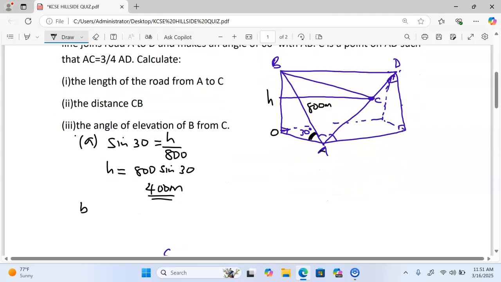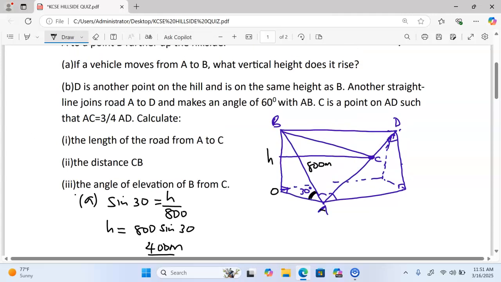We move to part B, and part B says D is another point on the hillside and is on the same height as B. As you can see, this is our D and this is our B. Another straight line road joins A to D and makes an angle of 60 degrees with AB. This is our 60 degrees, and if this is our 60, this is also our 60 degrees. If this one is 90, then this one is going to be 30 degrees. So if AB is 800, meaning if I drop another point Q here, QD is also going to be 800.